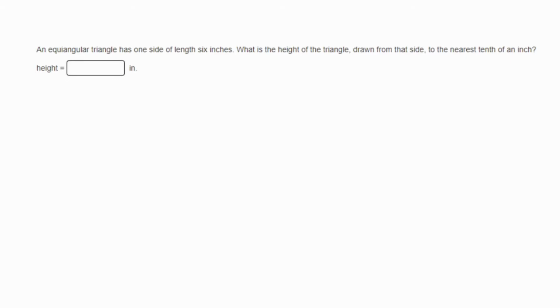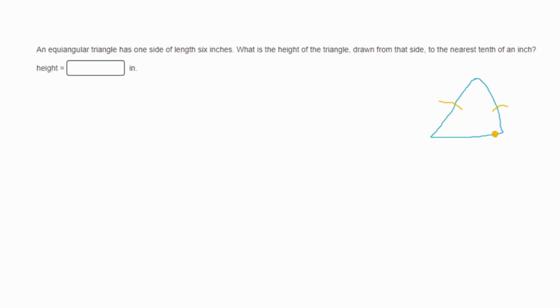Alright, so an equilateral triangle. I find it useful to draw a picture, or if you can't envision it in your head very well. So this is going to be a very bad picture, but we're going to have the hash marks to say that all the sides are equal.